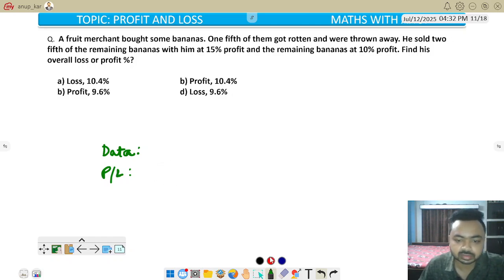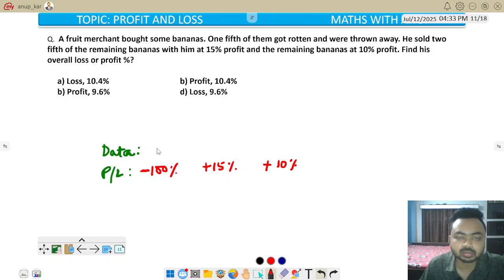Okay, so what is the meaning of rotten? Rotten means totally got wasted, so it will be 100% loss. That is what you have to understand. Minus 100% means 100% loss. Then he sold 2/5 of the remaining bananas with him at 15% profit, so it will be plus 15%, and the remaining bananas at 10% profit, so it will be 10%.